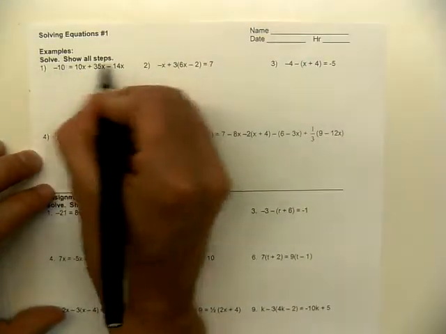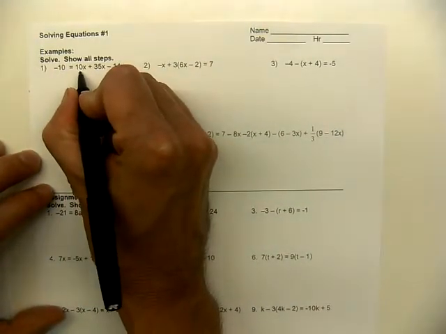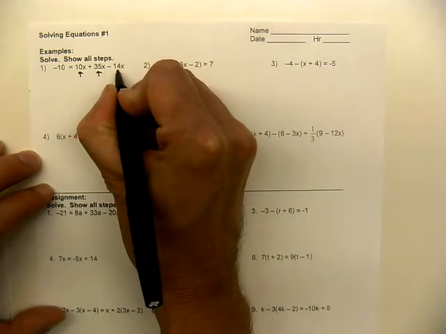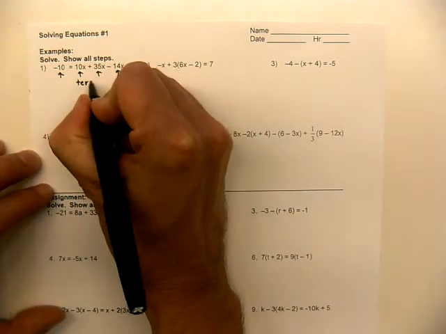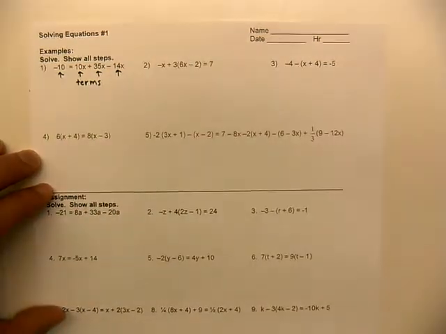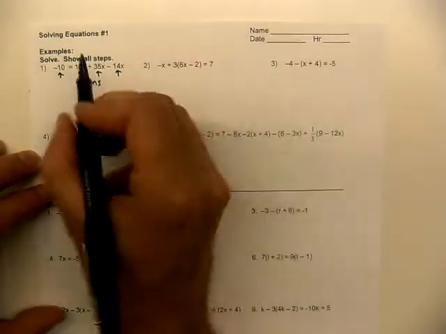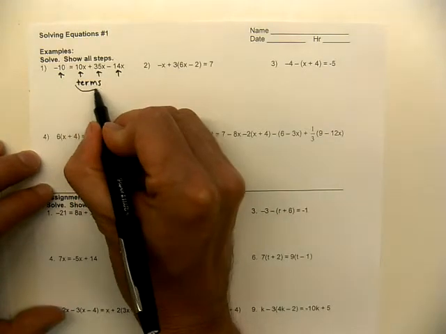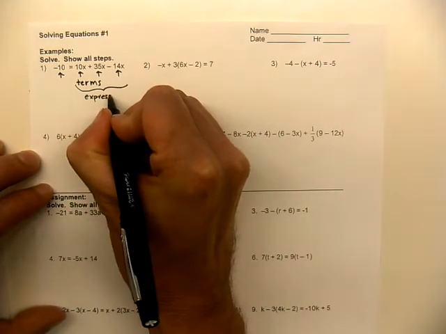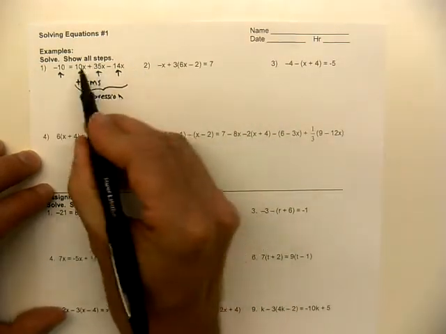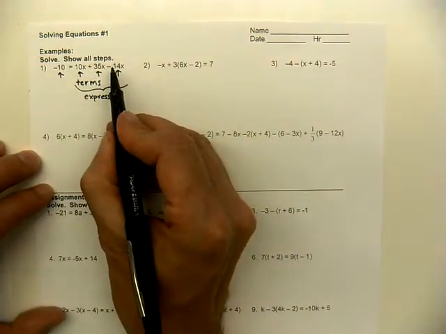Now what I'm really pointing out here is some of the vocabulary that we use. Each of these are terms. Terms are separated by addition and subtraction signs, okay? And if you have a collection of terms like you see here on the right-hand side, we would call that an expression.